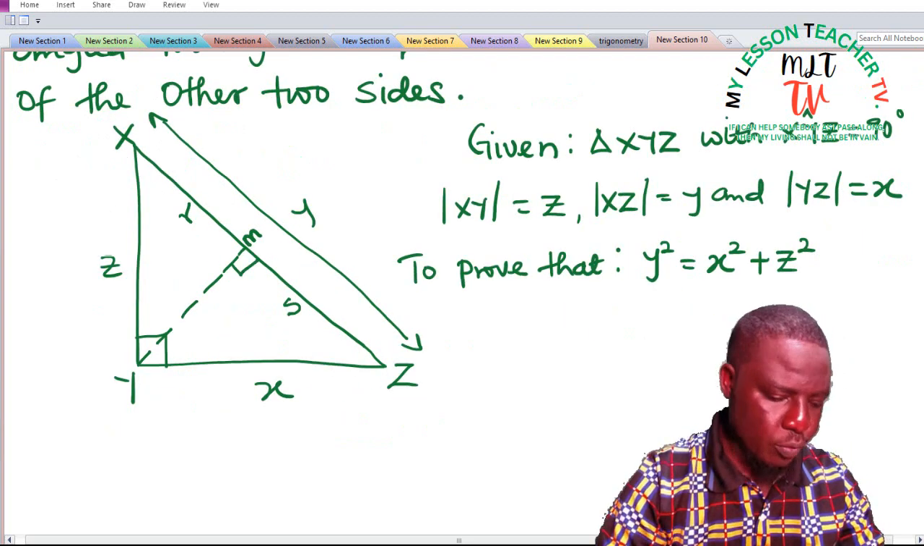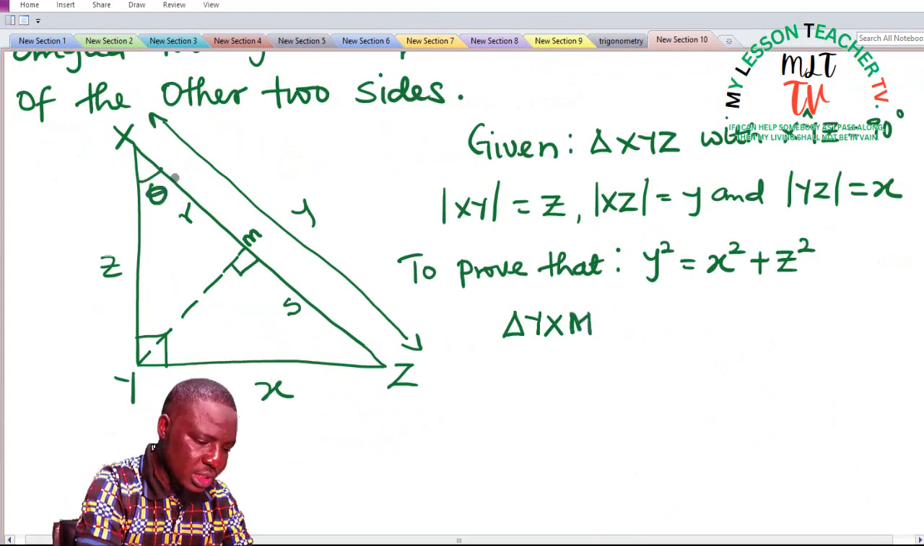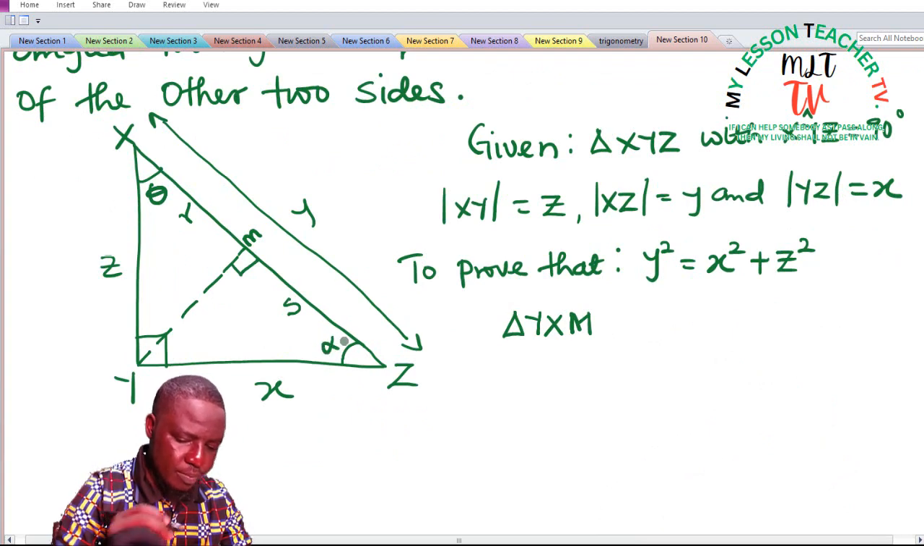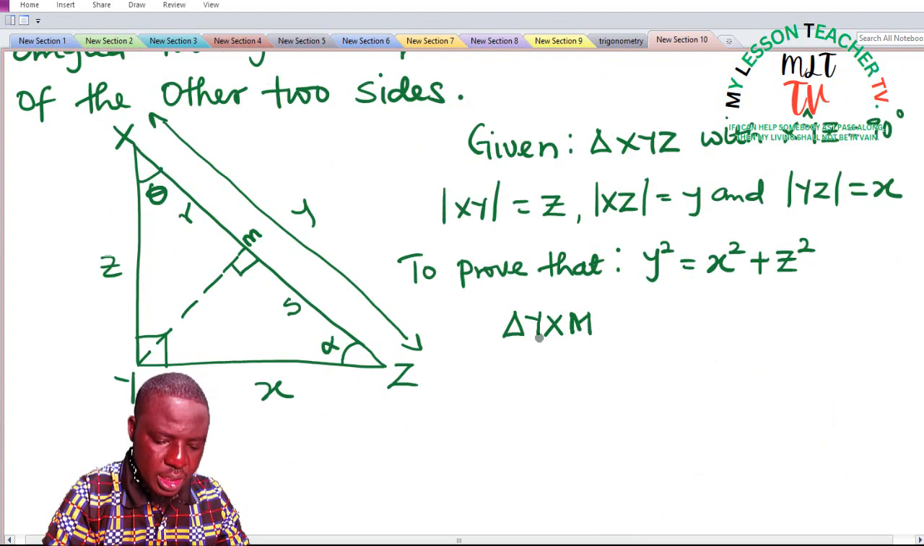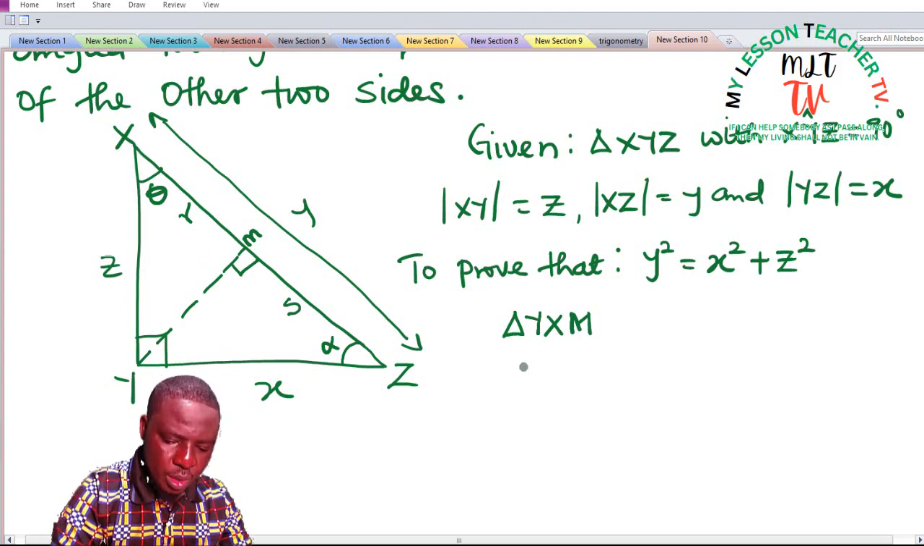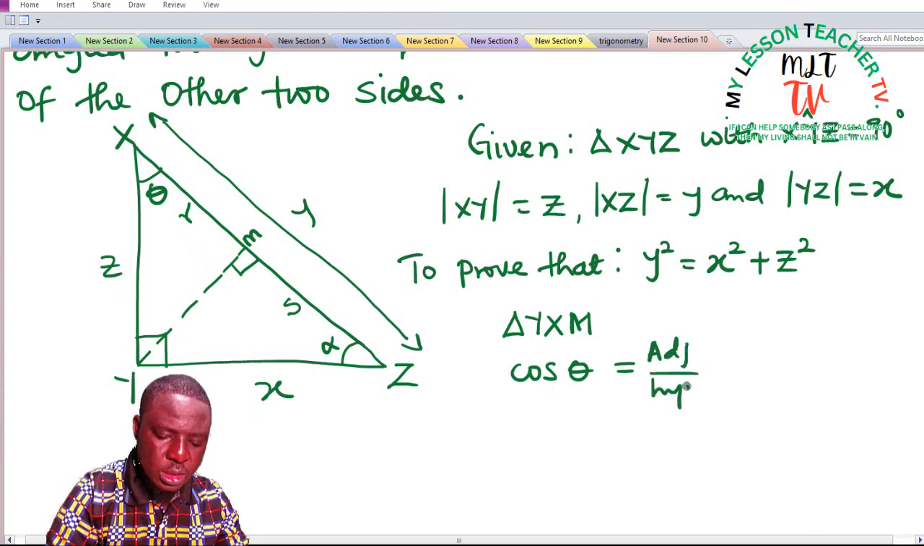So we have to prove. I will say if we consider triangle YXM, I will call this angle theta, and let me call this angle alpha. In considering triangle YXM, which is this triangle, cos theta is said to be the ratio of the adjacent side to the hypotenuse side.